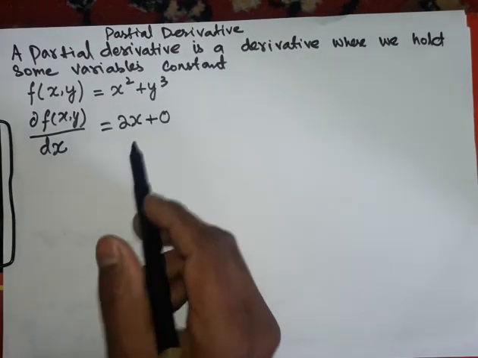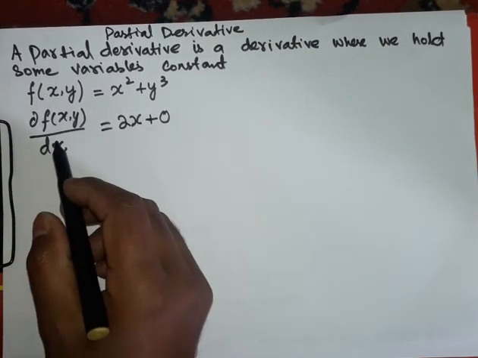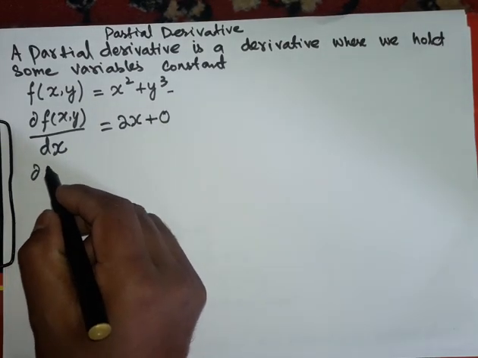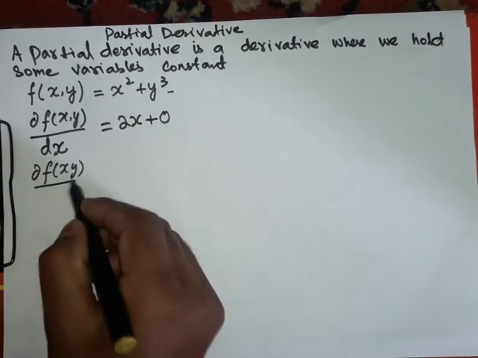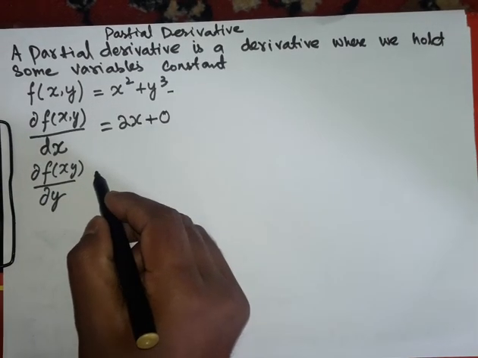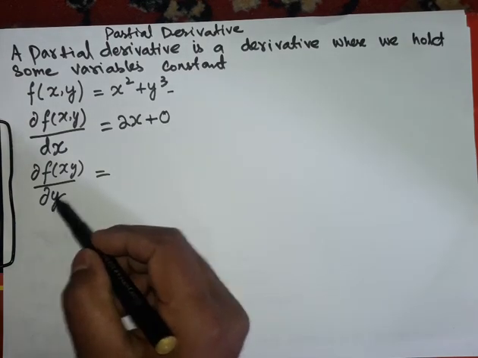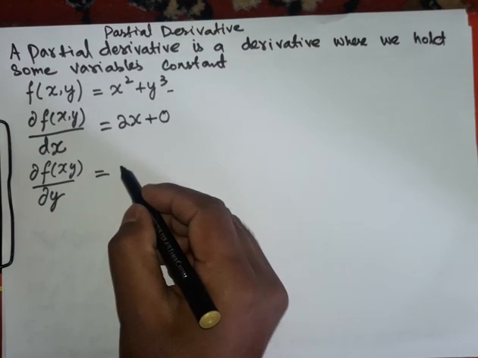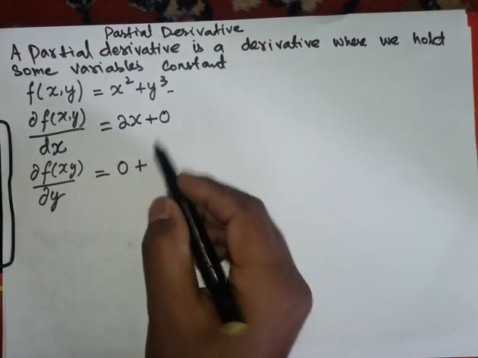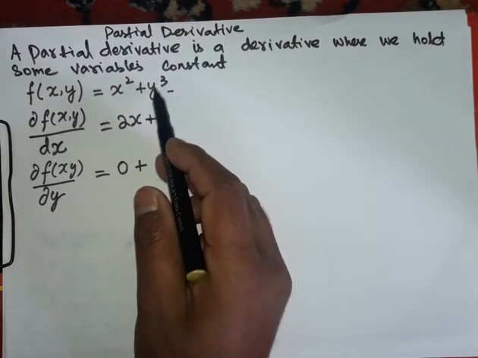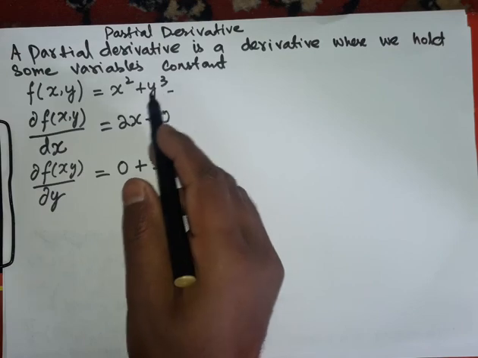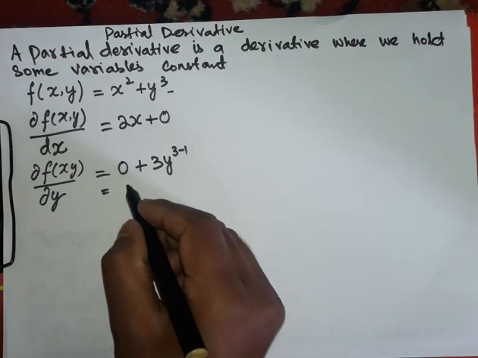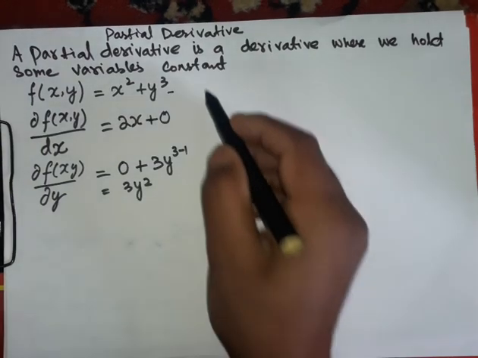Clear? Now again, if we are taking the partial derivative with respect to y in this equation, we will write df of x, y over dy. In this case we are differentiating with respect to y, meaning x is treated as a constant, so the derivative of x square will be 0 because it is treated as a constant, plus the derivative of y cube. This 3 will come down as the coefficient, y to the power 3 minus 1, and this will become 3y square.